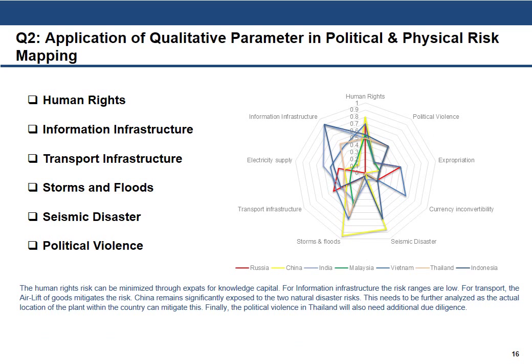The human right risk can be minimized through experts for knowledge capital. For information infrastructure, the risk ranges are low. For transport, the airlift of goods mitigates the risk. China remains significantly exposed to the 2 natural disaster risks as well. This needs to be further analyzed, as the actual location of the plant within the country can mitigate this. Finally, the political violence in Thailand will also need additional due diligence.